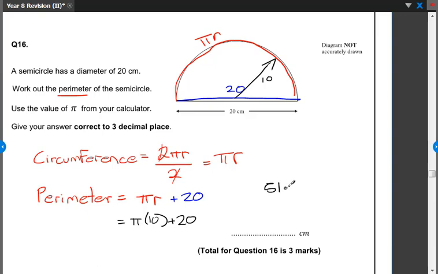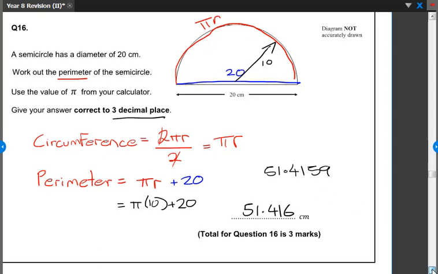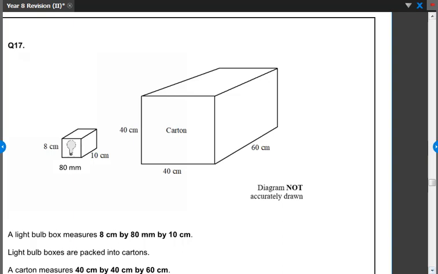So that's 51.4159. Okay, 3 decimal places. We look to the right, it's a 9, so it goes up, so it's 51.416 centimeters. Done. Moving on.